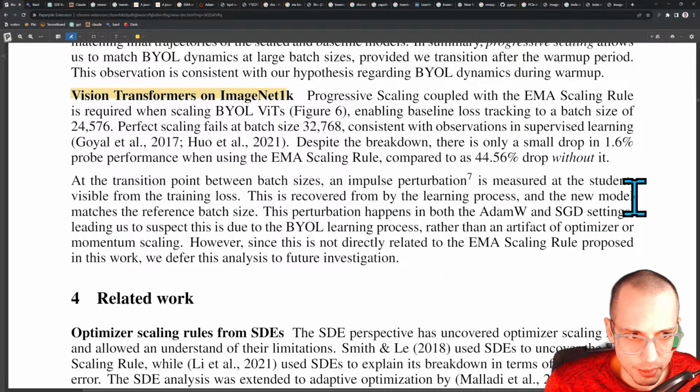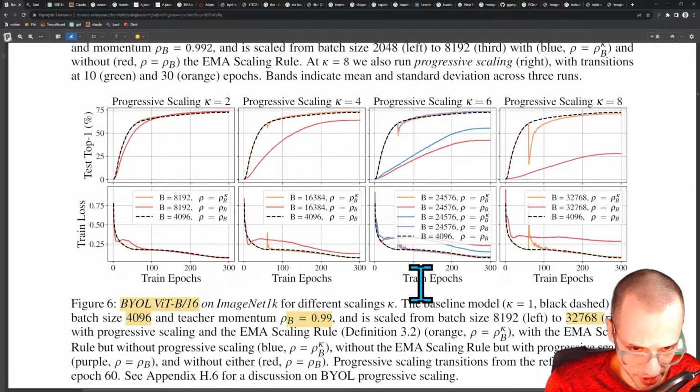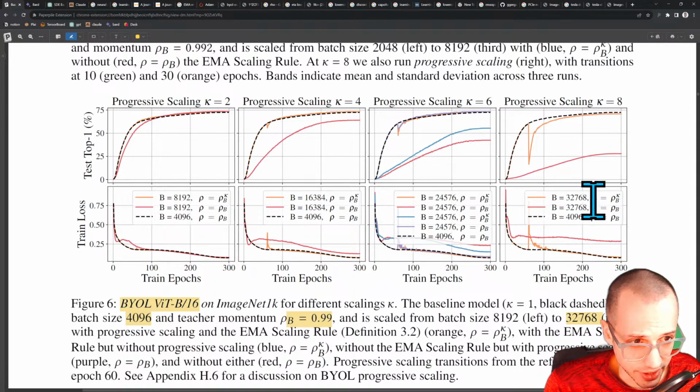This is recovered from the learning process. The new model matches as this perturbation happens both in AdamW and SGD. So despite different optimizers, leading us to suspect this is due to the BYOL learning process rather than an artifact of the optimizer or momentum scaling. However, since this is not directly related, we defer this analysis. Okay, so they're saying there's a little bit of weirdness here. We don't know why these spikes are happening, but largely the orange line here, which is the scaling law that they want, is mostly tracking the original black dotted line, so they're happy with that.